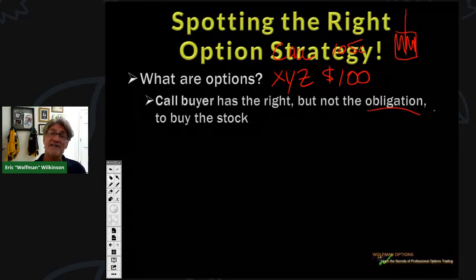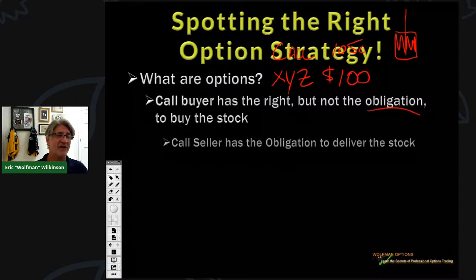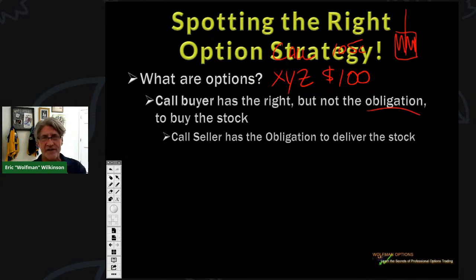But now if XYZ went up to 150 and you still own those calls, are you going to want to buy it at 105? Yes, there's an immense value. If I can buy it at 105 and it's trading 150, there is an immense value in that option, and it will be reflected in the price. Okay. Now, if you are that seller of the option, you have the obligation to deliver the stock.